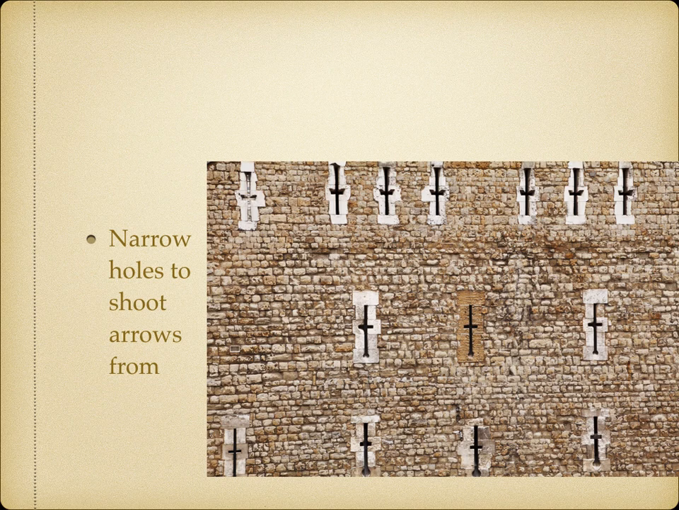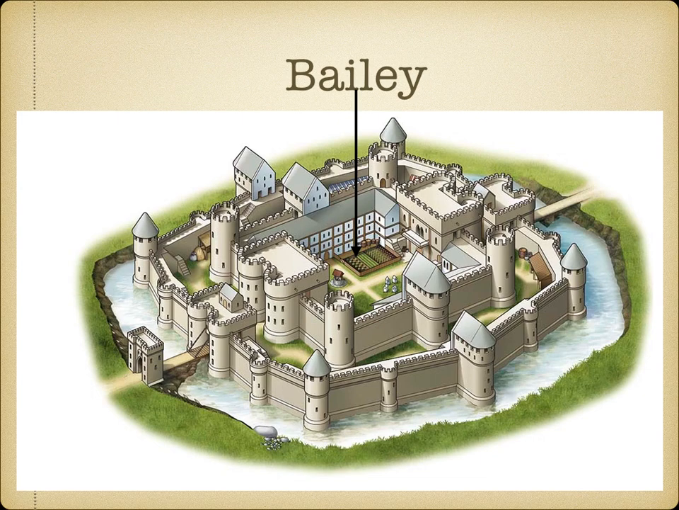And finally, inside the walls was known as the bailey, where they would have several other buildings like blacksmiths or carpenters. They would also have a garden and animals kept inside so that they could be self-sufficient if they were under siege by another lord or army.